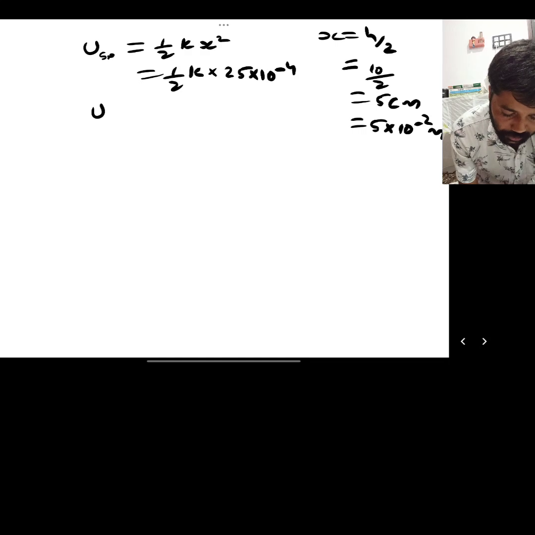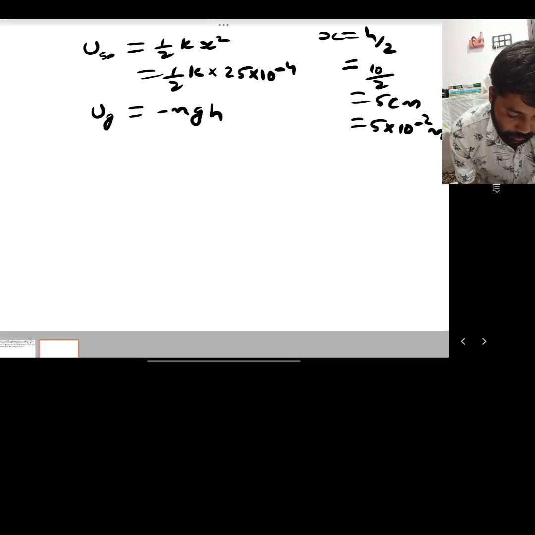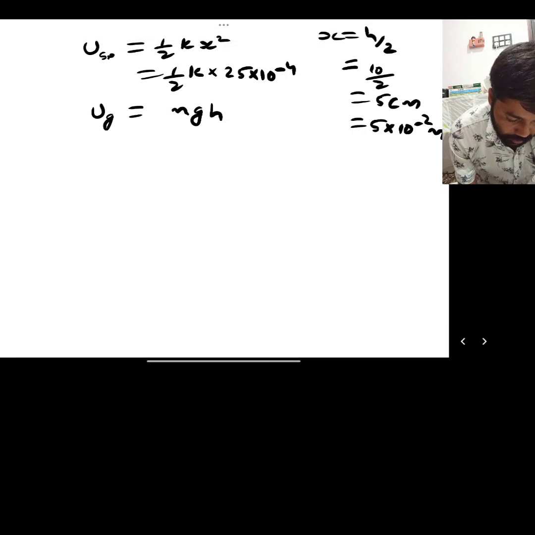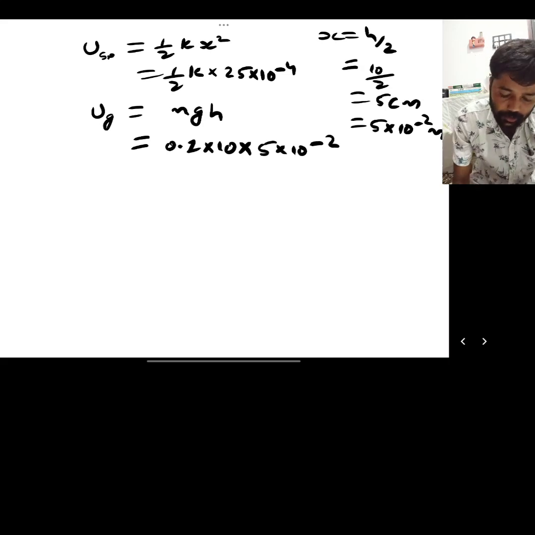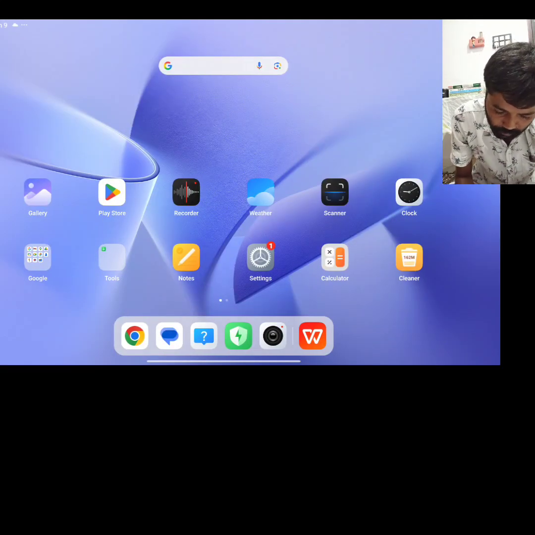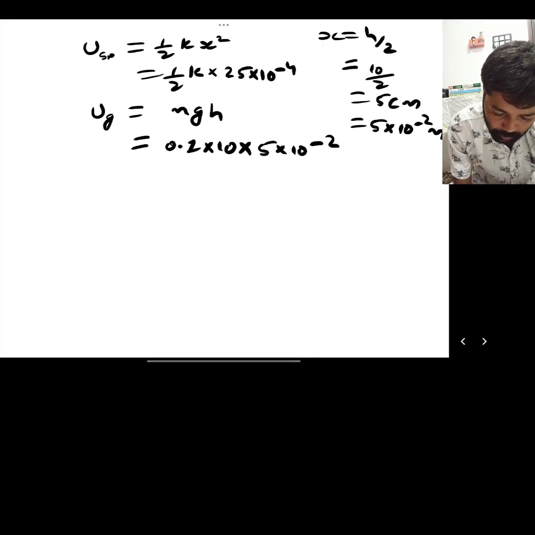So if I write gravitational potential energy as Ug for short, I will get minus mgh. You can eliminate the negative sign while putting in the value, because that minus sign comes automatically, as I explained just before. So mass is 0.1, g is 10, and the height decrease is 5 into 10 power minus 2.